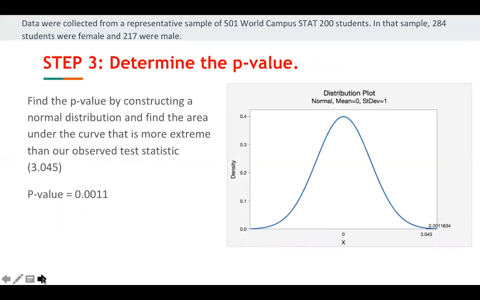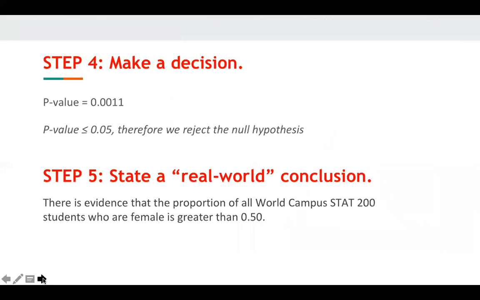So now that we have our test statistic, we can use that to determine the p-value. So we plug that into our normal distribution, and we find the area under the curve that is more extreme than our observed test statistic of 3.045. So after doing that, we get a p-value of 0.0011. So that's a very low p-value. And from that, we say that that is less than our alpha of 0.05. So we can reject the null hypothesis. So now that we rejected our null hypothesis, moving into step 5, we can say that there is evidence that the proportion of all World Campus Stat 200 students who are female is greater than 0.50.